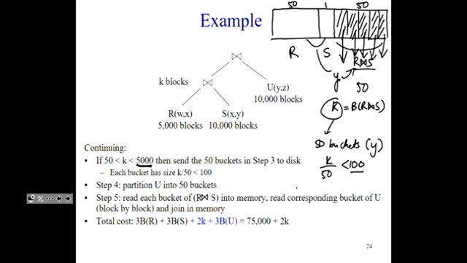Let me try to repeat that. Alternative number 1 is that I had k blocks and I could store all of it in memory. Because I could store all of it in memory, it essentially becomes a 1-pass hash join. I store all of R join with S in memory, then I pipe through all of U, and then I'm done. So that much is clear? Let's talk about the next step.